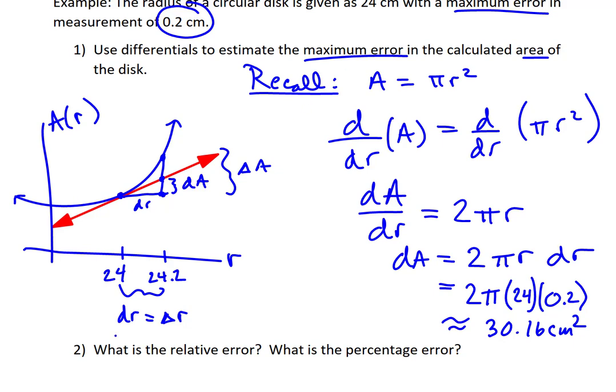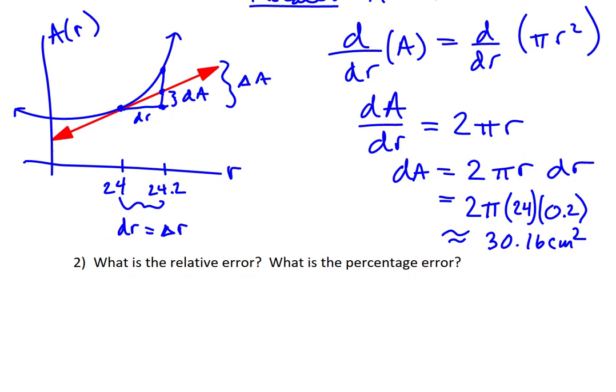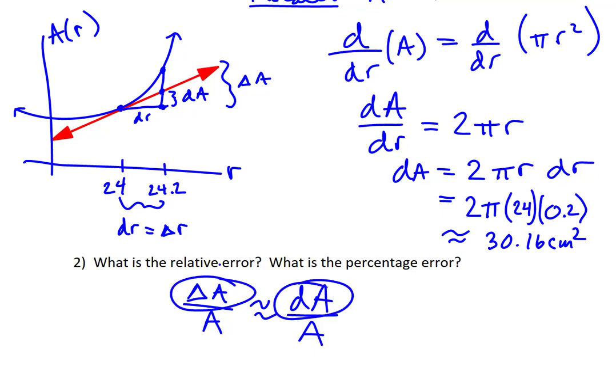Now the second question in this problem says, what is the relative error and what is the percentage error, which are really the same thing. So you could say that delta A over A. So the delta A is the actual maximum error in the area measurement, over A represents the actual area, and we can say that is approximated by dA over A, because of course dA can approximate delta A as we've been seeing. But these are values we can compute algebraically.